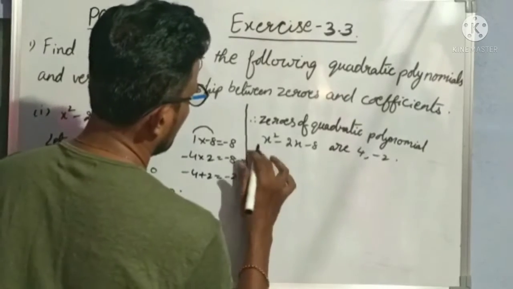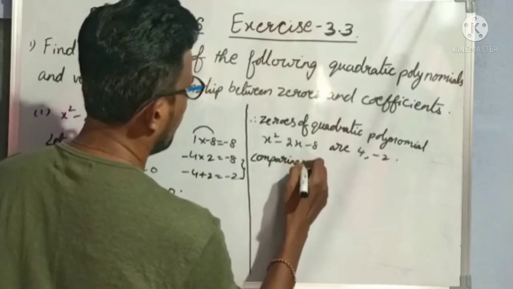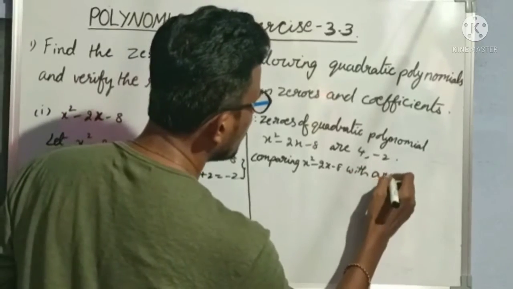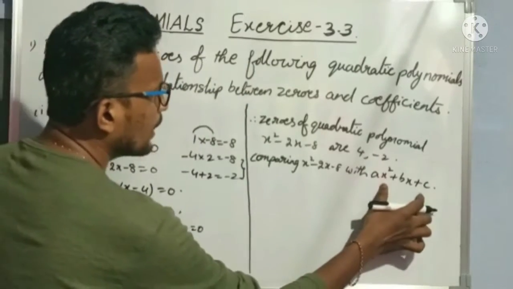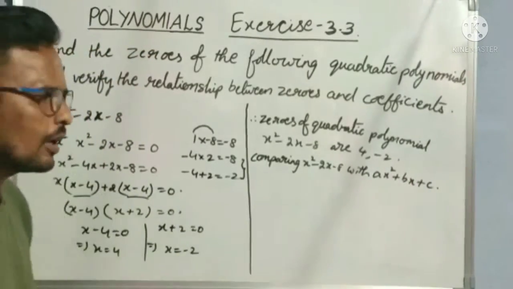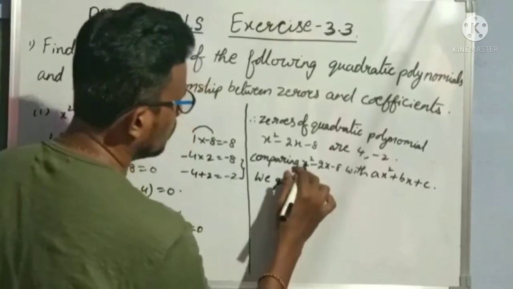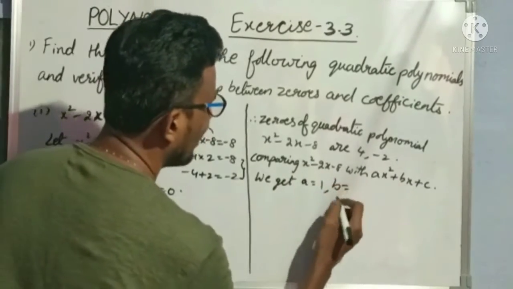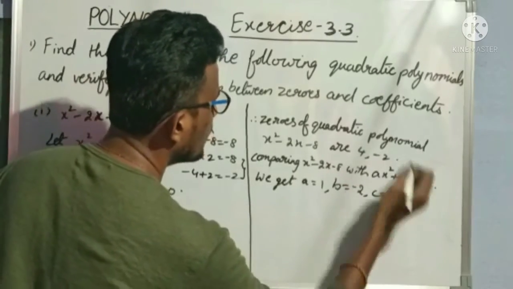First, comparing x square minus 2x minus 8 with our general quadratic polynomial, which is ax square plus bx plus c, we get the values of a, b, c. So a is equal to 1, since the coefficient of x square is 1. b is equal to minus 2, and c is equal to minus 8.